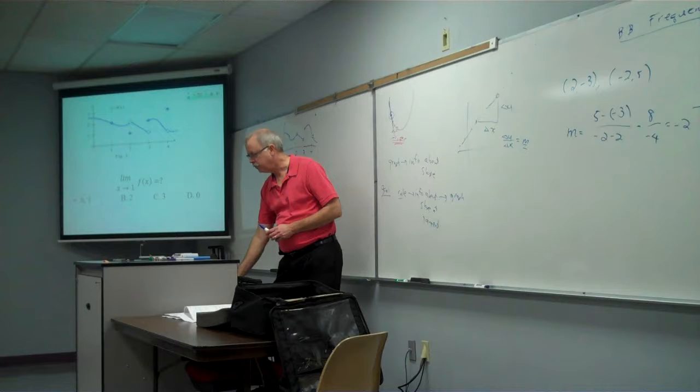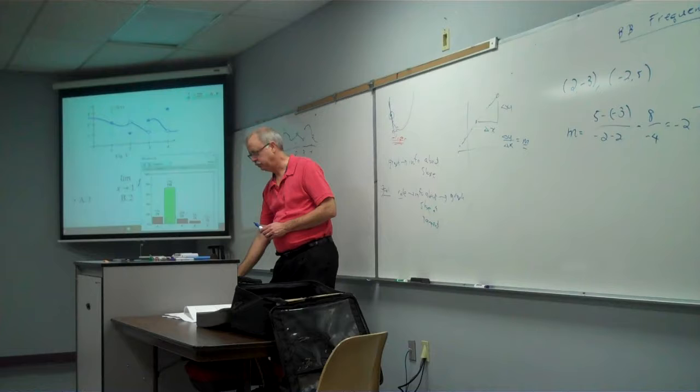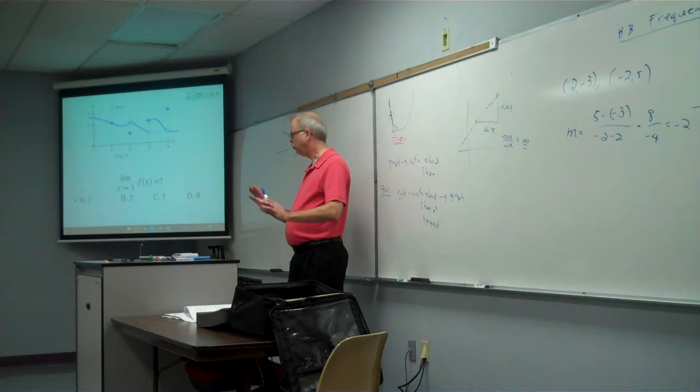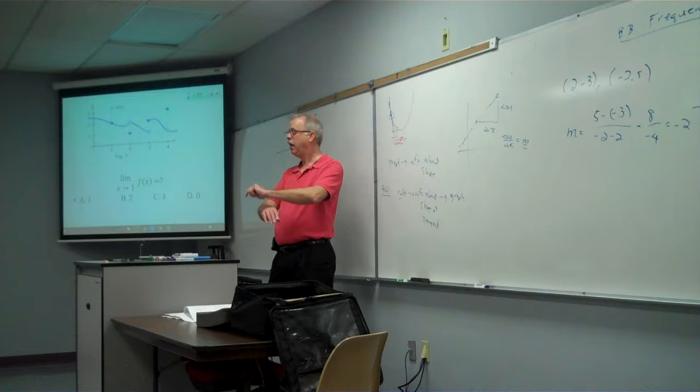Let's see, most everybody said 2, and that is correct. As we get really close to 1 with the input, the output is getting to be 2, and in fact, in this particular case, right at 1, the output is 2. But again, we don't really care what's happening right at 1. If something unexpected happens right at 1, that still doesn't affect what the limit is.